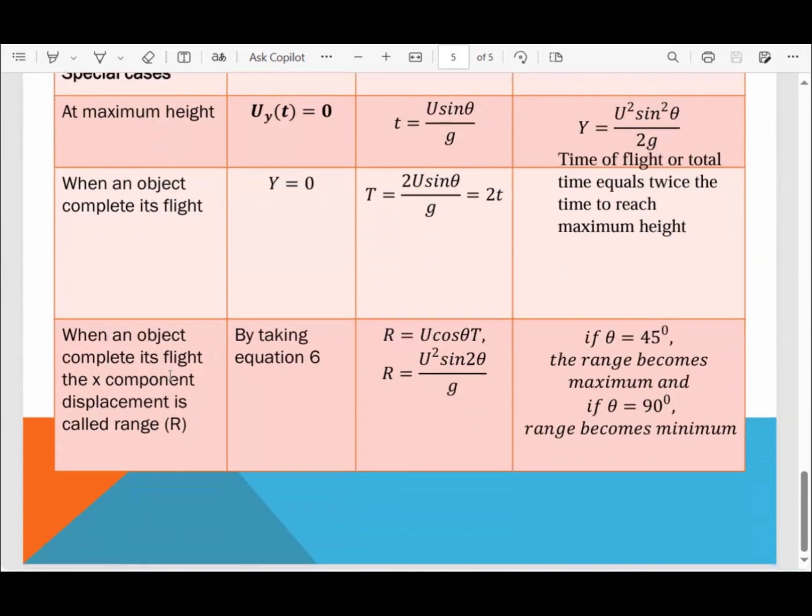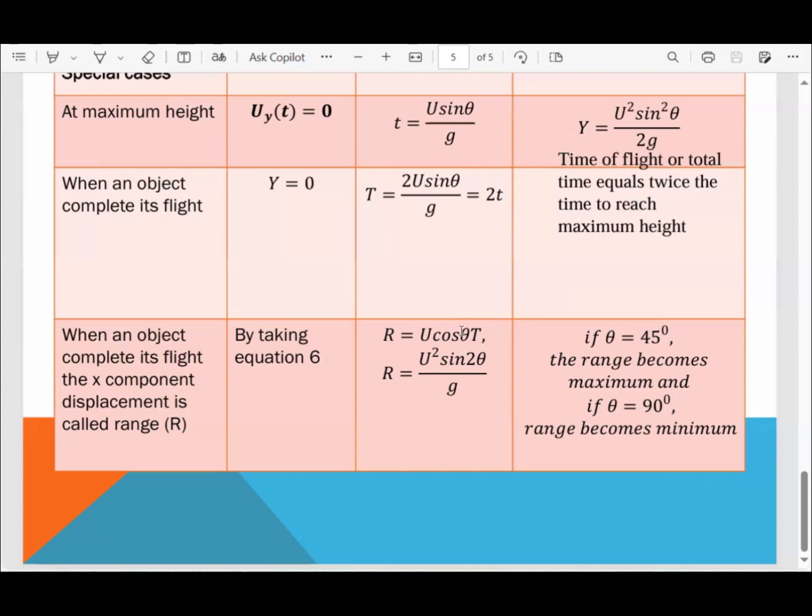The other special case is when an object completes its flight, the x component displacement is called range. That means the maximum displacement, the maximum horizontal distance is called range. In order to calculate range, we have to use time of flight, because time of flight means the time after an object completes its path. Because of that reason, when we calculate the range, R is equals to u cos of theta times time of flight.